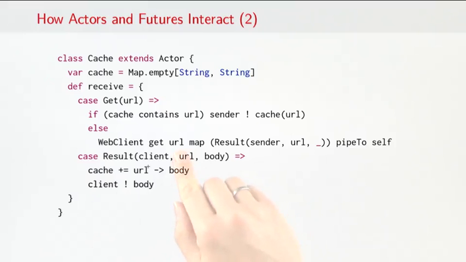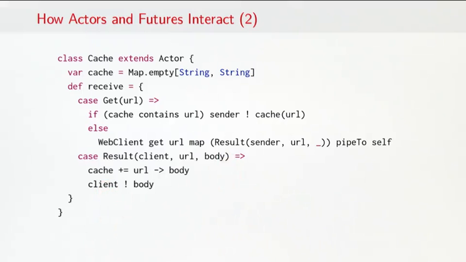Fortunately, we know how to fix this. We take this future, we map it, and pipe the result to ourselves. This result will contain the body, the URL, and the sender of the original request in one package. Once we get it here, we can safely update the cache and reply to the client.